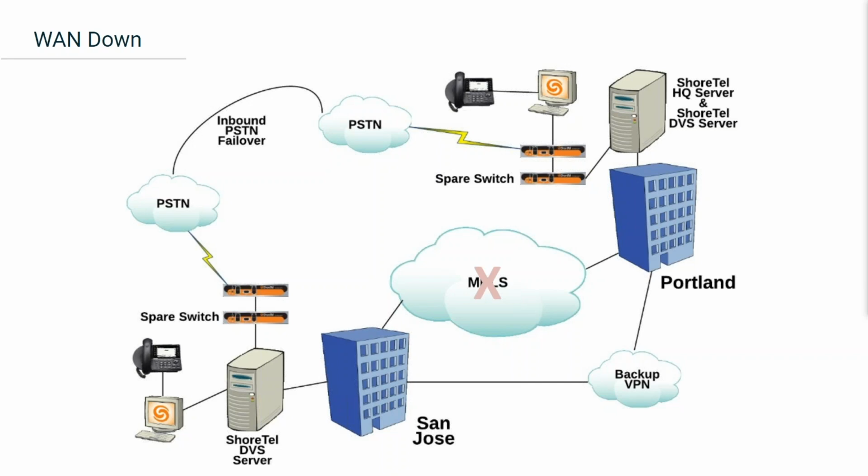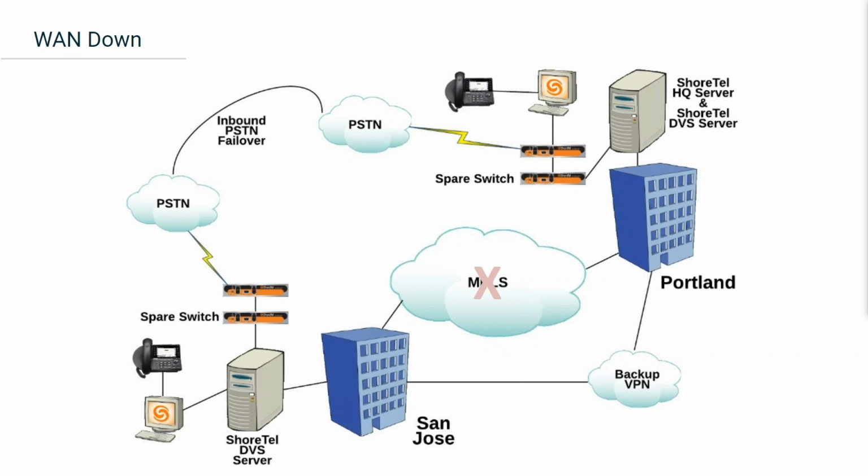If we don't have that backup VPN, San Jose is a standalone site, and it can still take and receive calls. We still have auto-attendant, voicemail, and workgroups because that server's providing all that. We have local dial tone. So really, the only thing San Jose is missing out on right now is changes to the system. We can't make any changes while it's down, and we lose extension-to-extension calling unless we're doing PSTN failover.